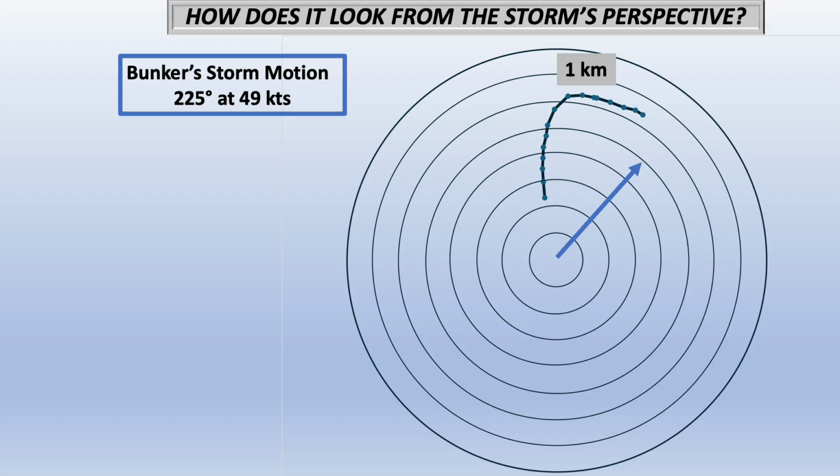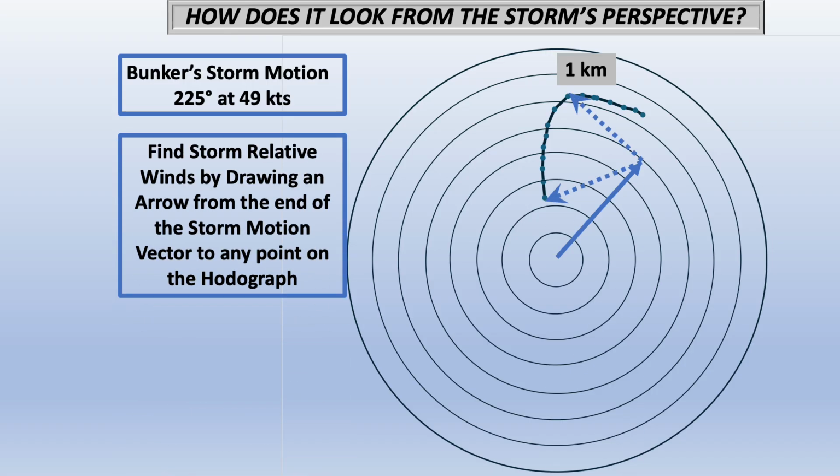So since we know this was a big event that day, we're going to use the right-moving supercell motion, which, using his formula, was 225 degrees at 49 knots. So this storm was moving along at a very, very good clip, or all of them that day.